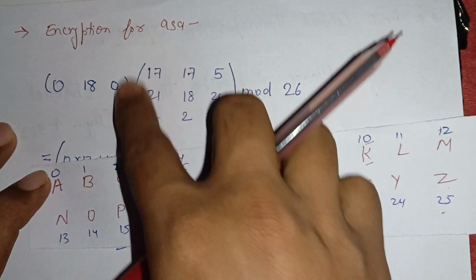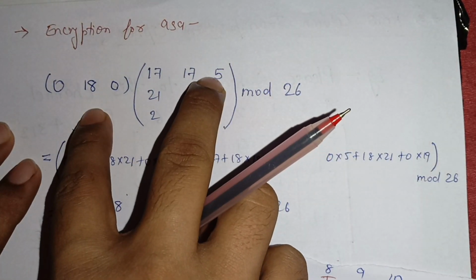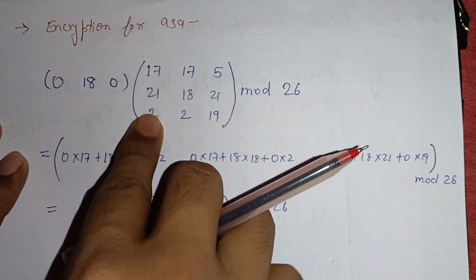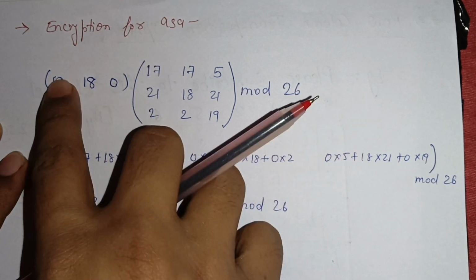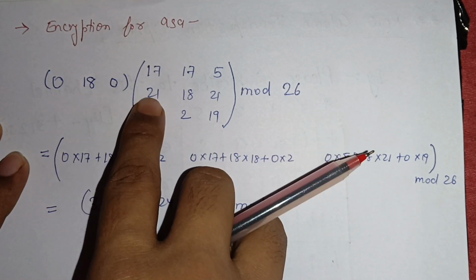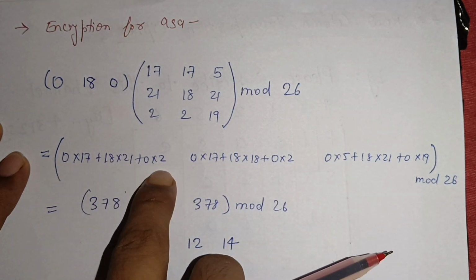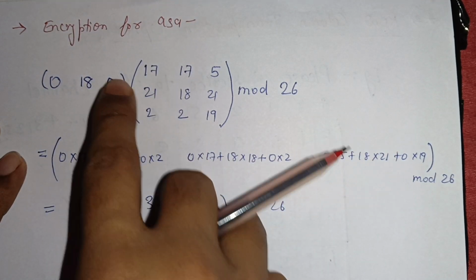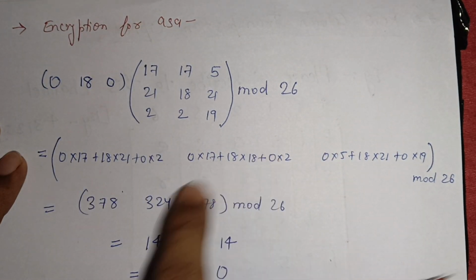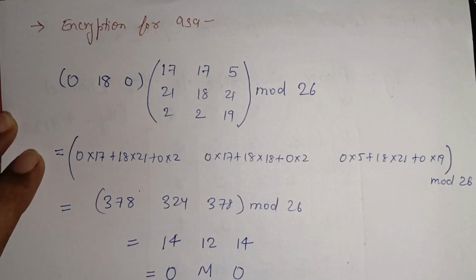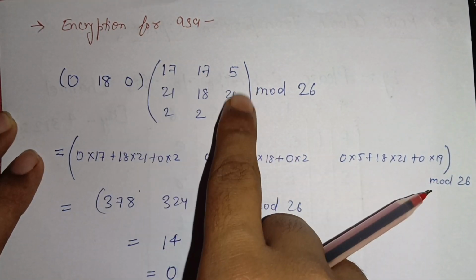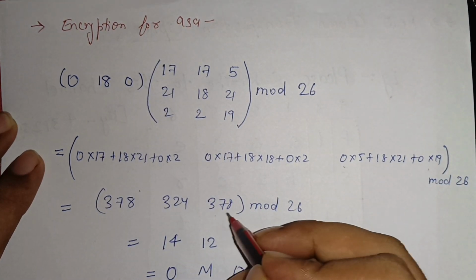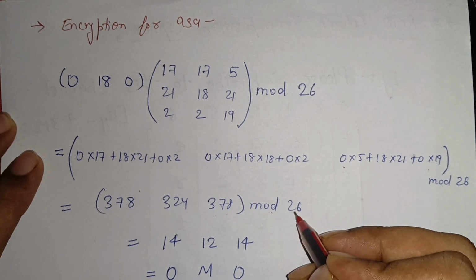And again the same thing, we need to have that key value and then multiply it. Mod 26 will be applied because this is the formula. Then again we need to form that L shape. So 0 into 17, then 18 into 21, then 0 into 2. We add it, and the value is 378. Again 0 into 17, 18 into 18, and 0 into 2. Everything we add, and the value will be 324. At the last, 0 into 5, 18 into 21, 0 into 19. Everything we have added, and the value will be 378, and then apply mod 26.